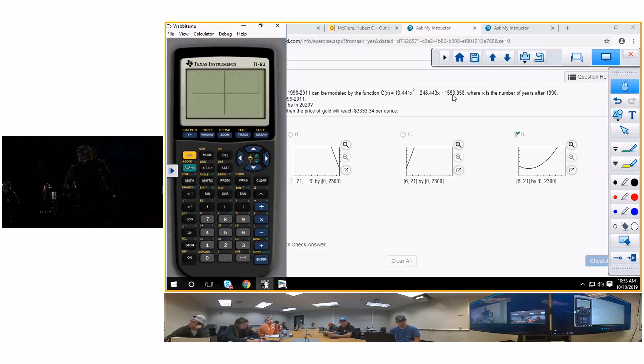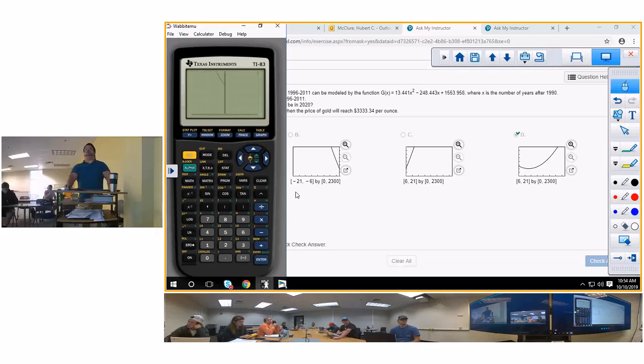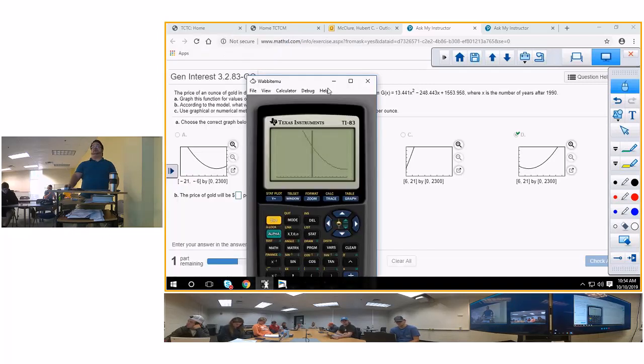Your y-intercept is 1553, so you know your window's going to have to go at least to what? 1600. So hit window, and you see 2300 on there, so I would make it 2300 for your max, and use 0 because you don't need to see negatives, and hit graph. There it is. So it looks like it's opening what? Upward.